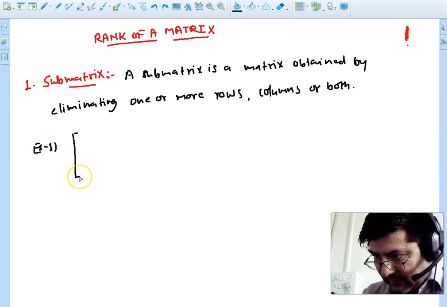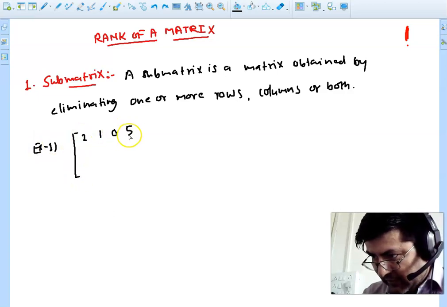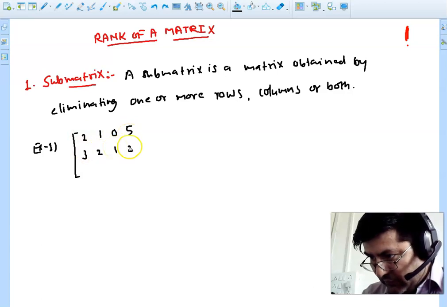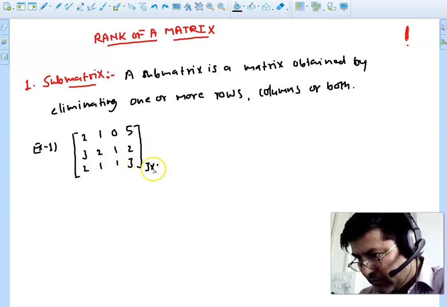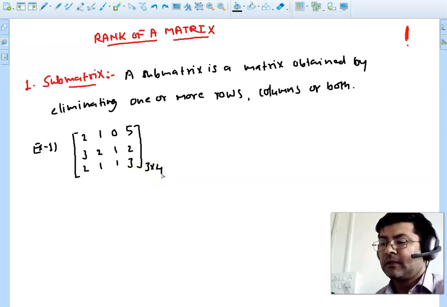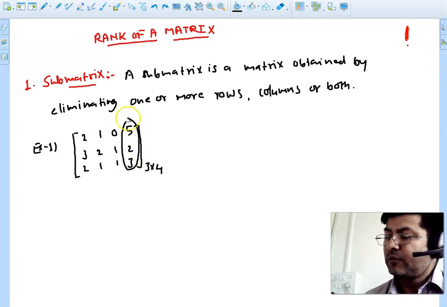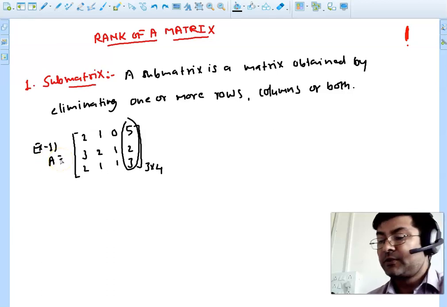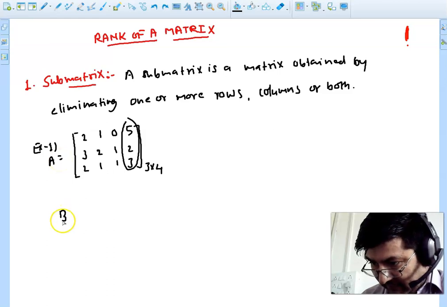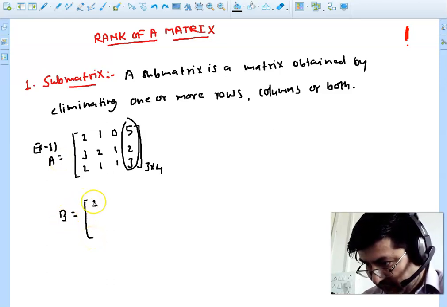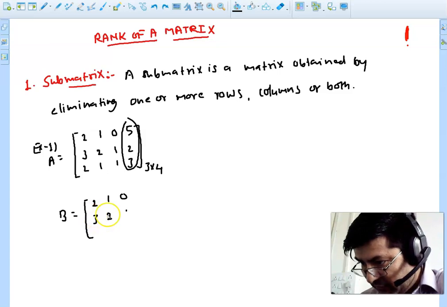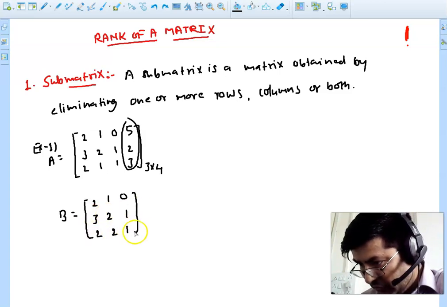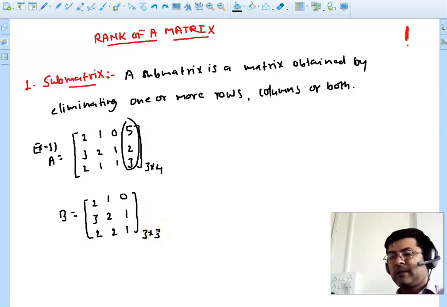For example, let us consider a matrix with rows 2105, 3212, 2113. Okay, now this is a matrix of the order 3 by 4. It has 3 rows and 4 columns. Now suppose I remove the fourth column, then I will obtain a matrix. Let us name the original matrix A, and after eliminating the fourth column I am getting a matrix whose row-wise entries are 210, 321 and 221. Obviously this is a matrix of the order 3 by 3.